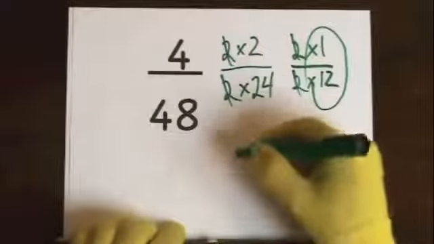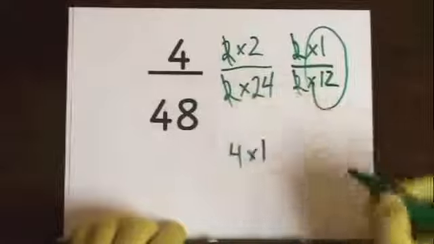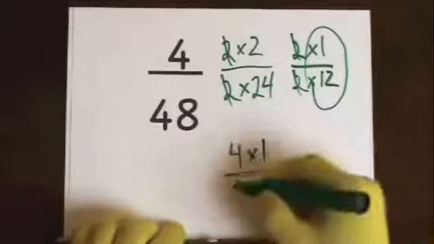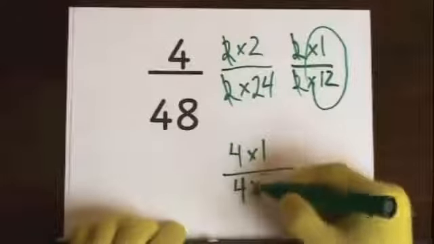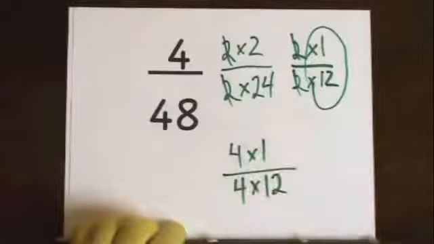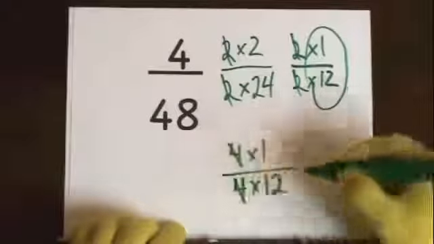A quicker way would have been to realize that they share the factor of 4. 4 is 4 times 1, and 48 is 4 times 12, and then cross out those like factors.